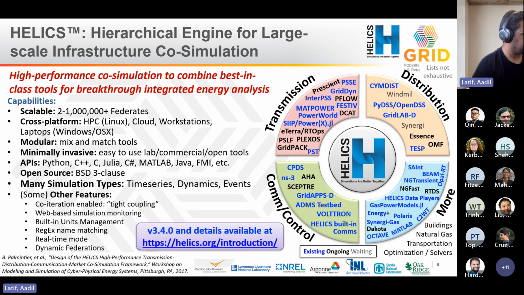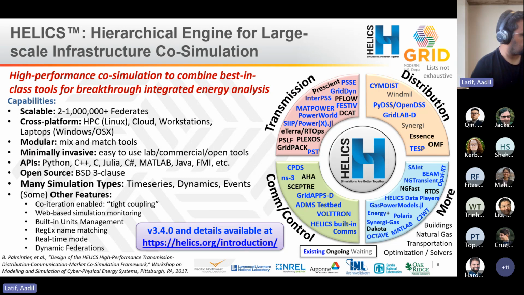We have a lot of other features that I would want to very quickly highlight as well. So we've got tight coupling. When I talk about loose coupling and tight coupling, loose coupling is essentially exchanging information between simulators each simulation time step, and then moving forward in time. And when I talk about tight coupling, what I mean is that we're able to exchange information multiple times until convergence is reached across multiple simulators. And only then when the convergence is reached, we move forward to the next time step.